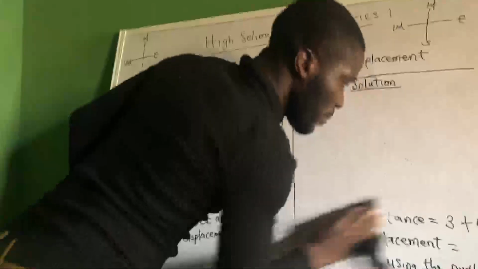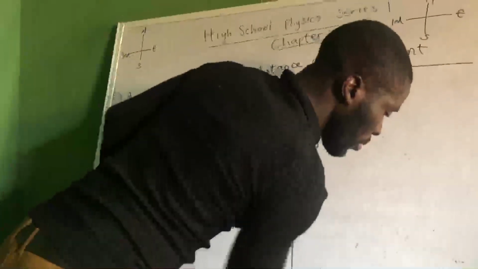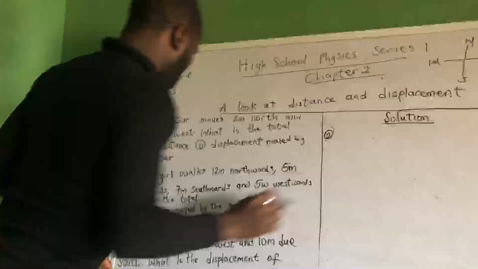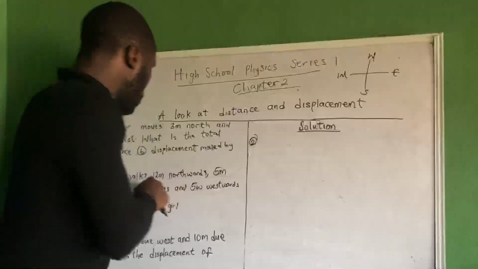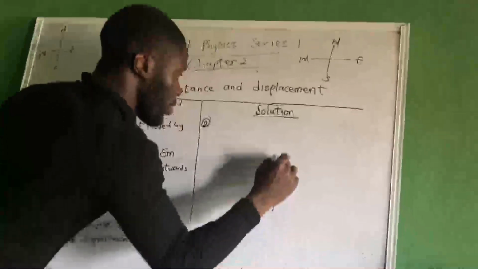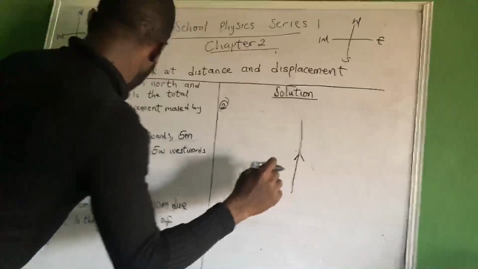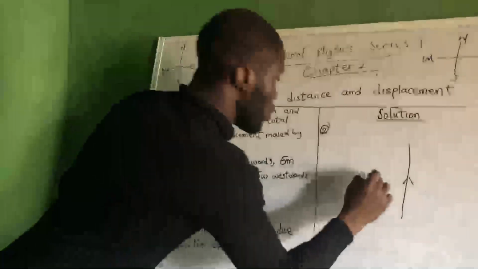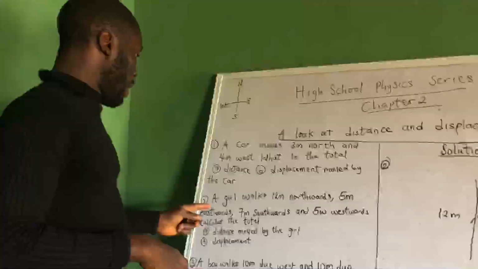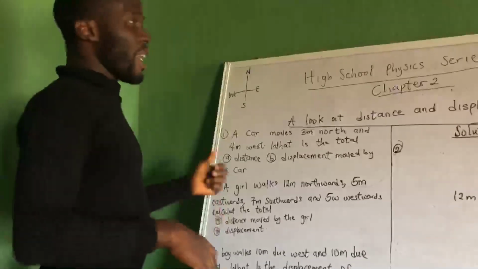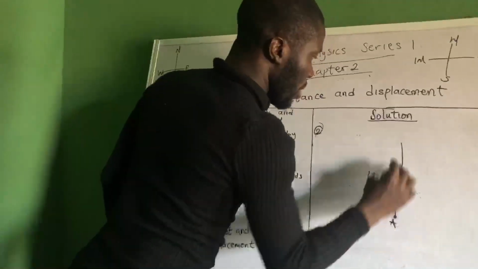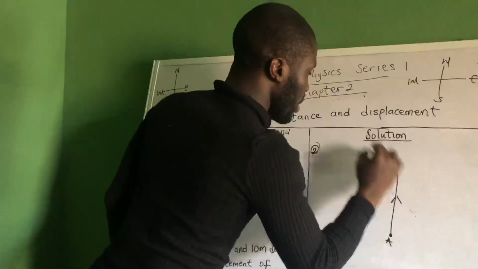Now, Question 2. What's question 2? A girl walks 12 meters northward. Again, northward means up. So this is northward. So 12 meters northward. Now, 5 meters eastward. Now from here, let's say this is point A and this is point B.